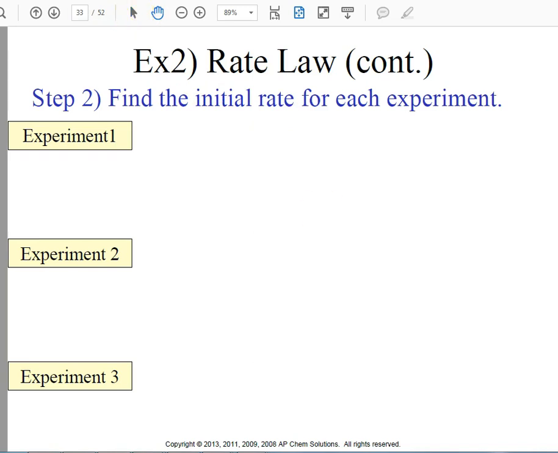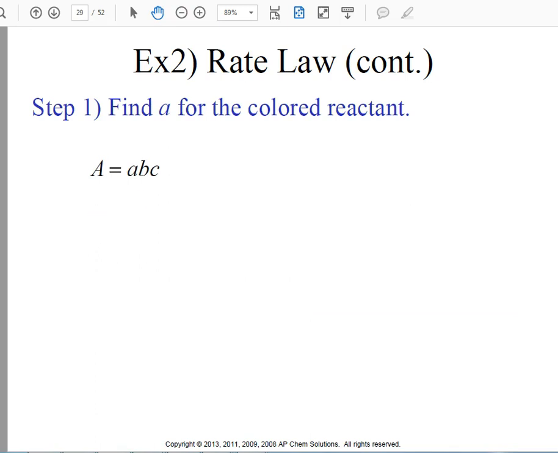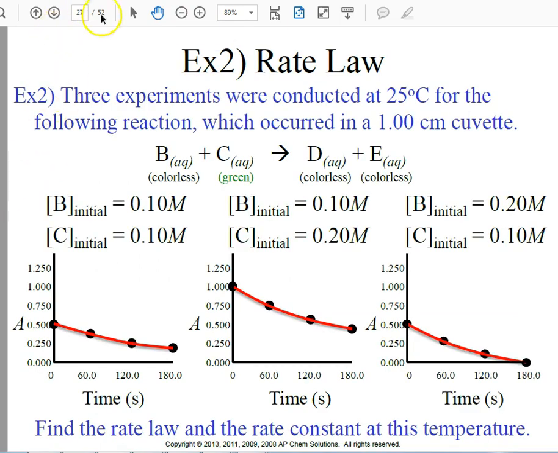So if we look at experiment 1, the concentration in experiment 1 is equal to your absorbance divided by a, which we just found to be 5, times your path length b, which we know to be 1 centimeter. And they're saying that the absorbance here is 0.375. Okay, let's see where they're pulling that from. They're getting that 0.375 from right in here. I'm guessing right here at 60 seconds.